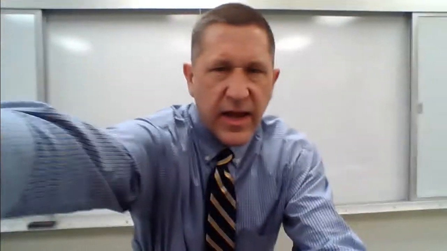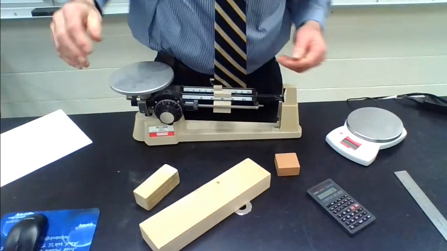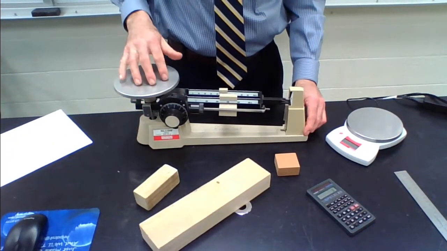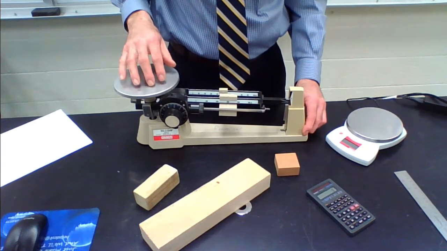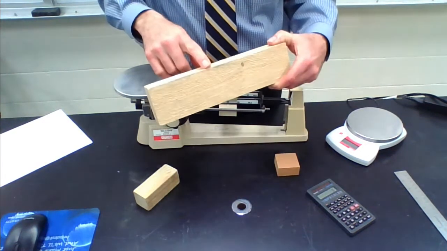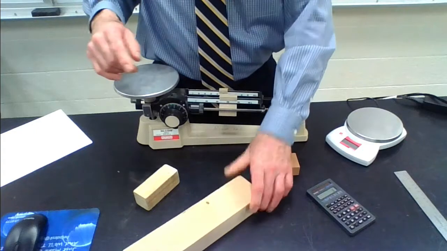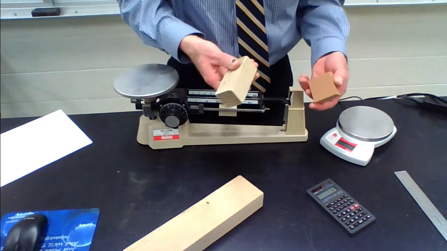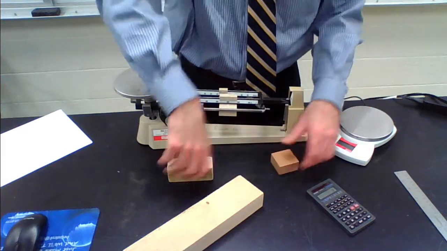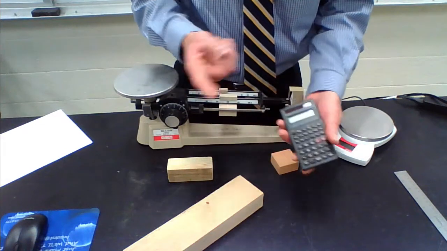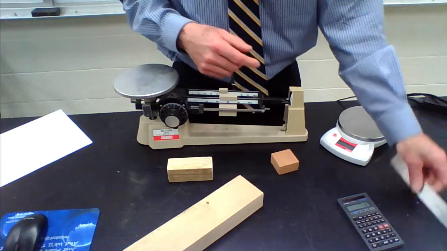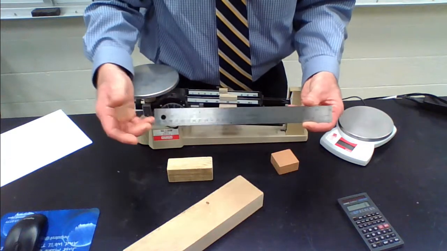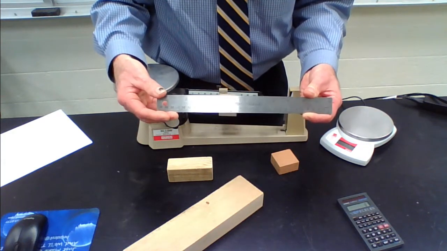Some of the things that I have to do this exercise today include the triple beam balance. I needed that to measure the mass of this big piece. And I got the digital scale, which I use to measure the masses of the little pieces. I also have my calculator, which is going to be useful for calculating density. And then, of course, the metric scale to do the measurements.